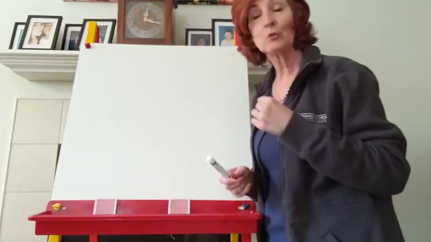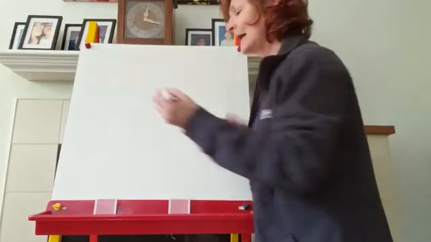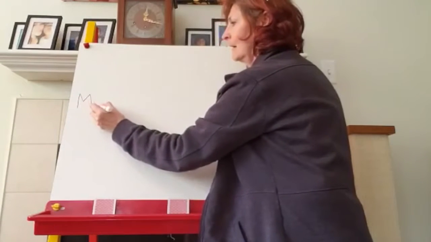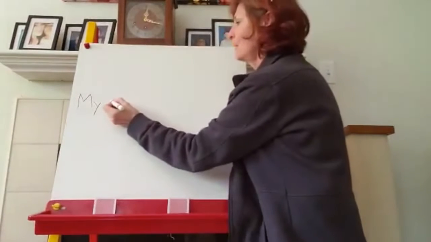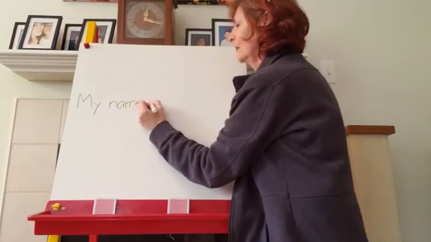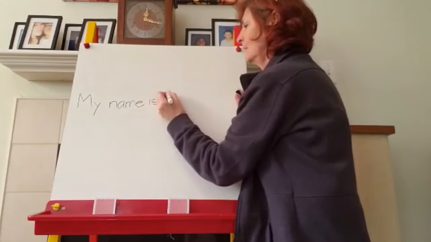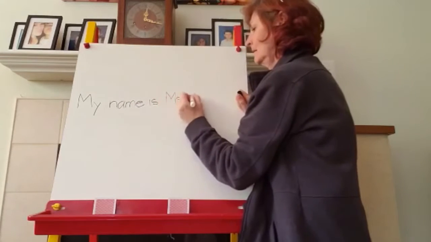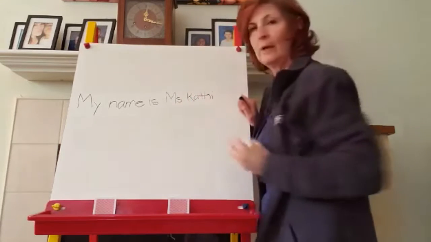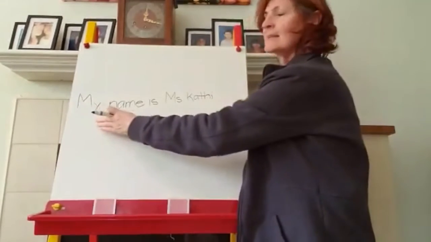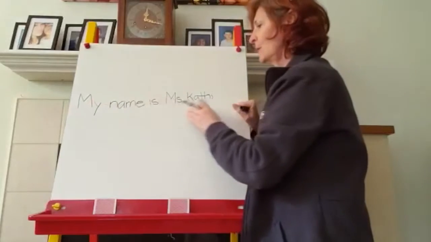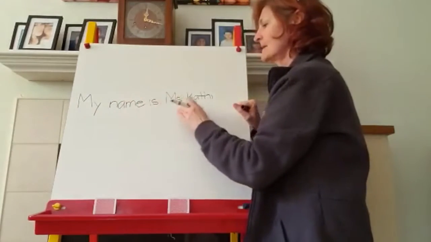Okay, so let me show you what a regular sentence looks like. It looks like this. My name is Miss Kathi. Okay, what I want you to notice is that my sentence is all in a line. I start here and I read going this way. My name is Miss Kathi.